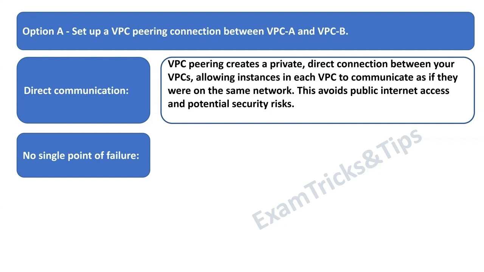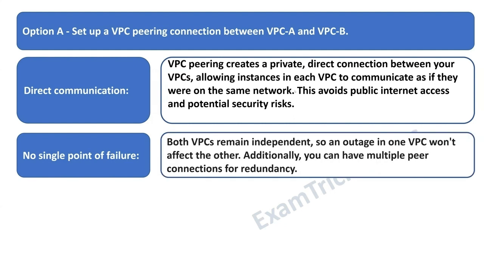The second point, which is why this solution is good, is that there is no single point of failure. Both VPCs remain independent, so an outage in one VPC will not affect the other. Additionally, you can have multiple peer connections for redundancy. So that's a very important fact here. With this solution, you have two VPCs connected using peering. If VPC-A goes down, VPC-B will function the way it's supposed to. It may not be able to access VPC-A, which is fine, but whatever function VPC-B is able to do on its own, it will continue to do. So there is no problem there.